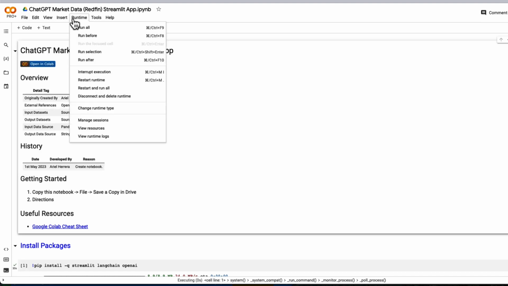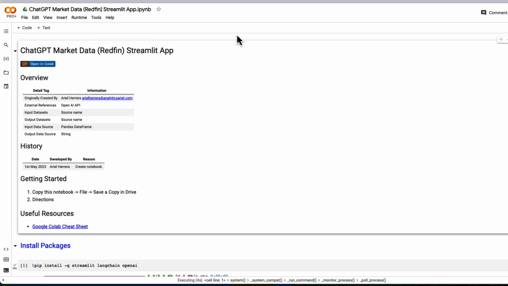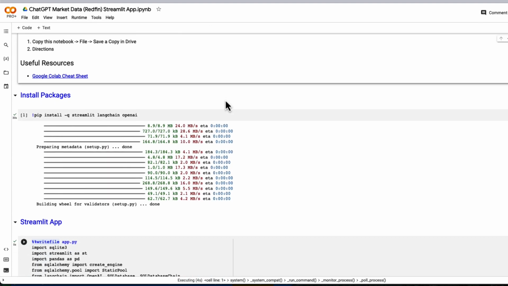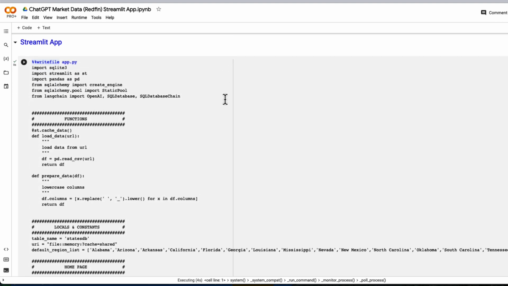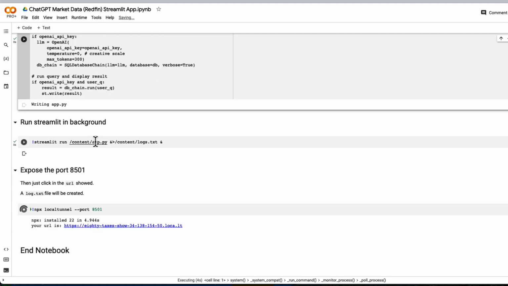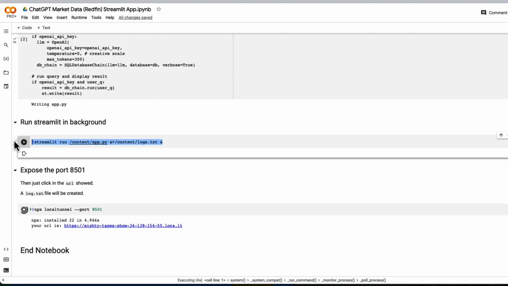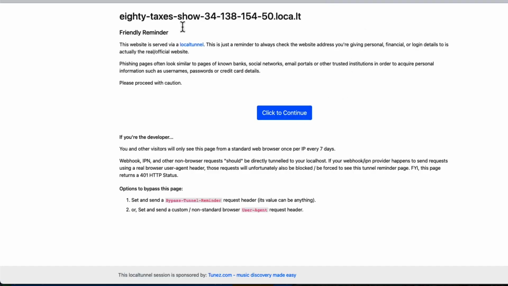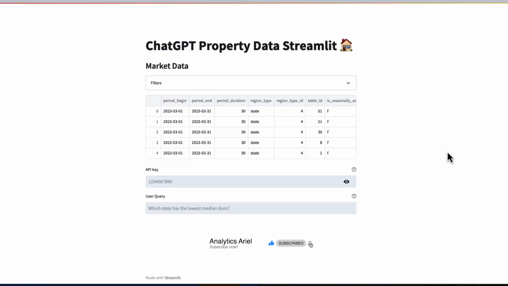Now, the next step would be Runtime, Run all, which will run all of the cells. It first installs the packages that we need, and then I've taken what's in VS Code, that previous code that you saw, and placed it in here, where we write to a file called app.py. This app.py file then gets run, and you have your own unique port that's local to be able to view your app. If I select this here, I'm met with this prompt, click continue. And now we see the same exact app.